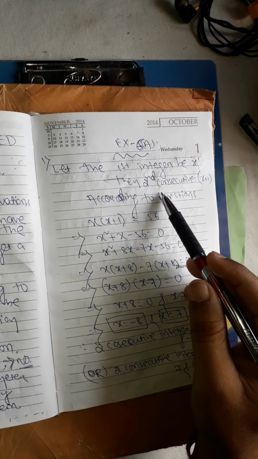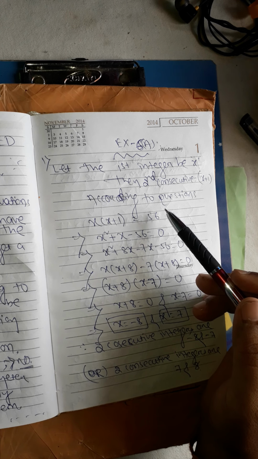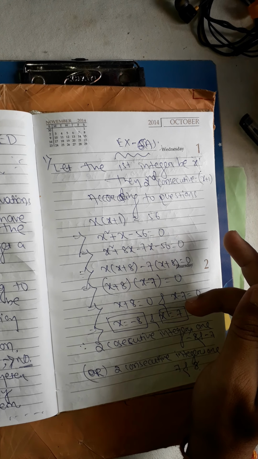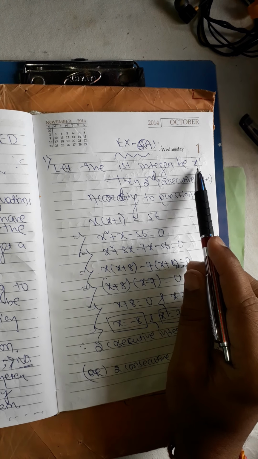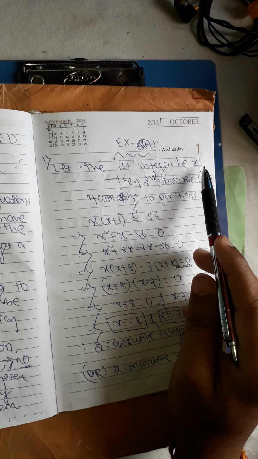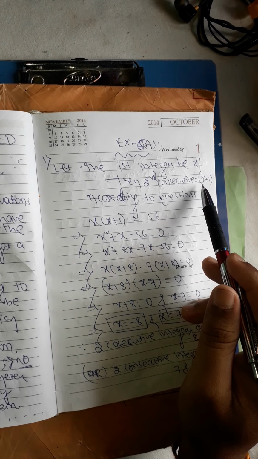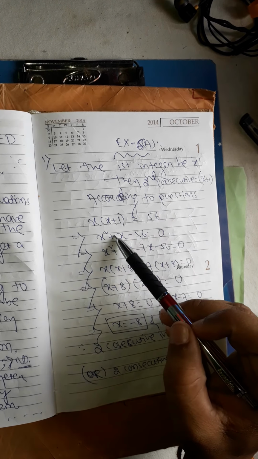So this is one of the sums from exercise 6a. The question was: find the two consecutive integers whose product is 56. So the question is to find two consecutive integers. If the first integer is x, then the next consecutive is x plus 1. If the first number is 3, then the second consecutive is 4. If the first is 21, then the second is 22. That is how they are linked with one another. So the product is 56.